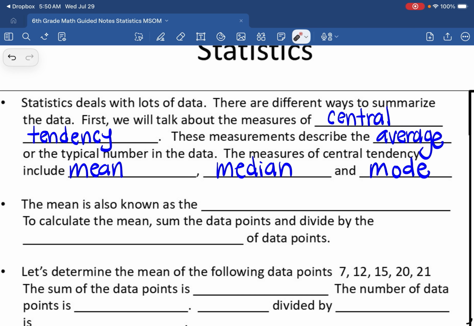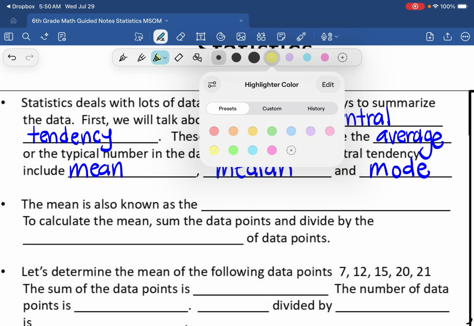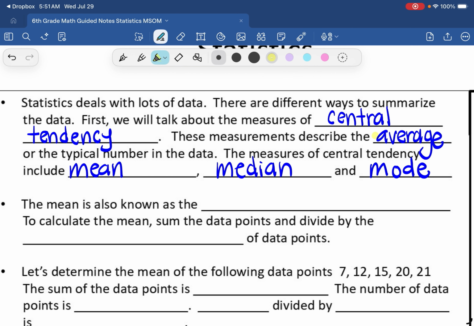Statistics deals with lots of data. There are different ways to summarize the data. First, we would talk about the measures of central tendency. These measurements describe the average or the typical number in the data. The measures of central tendency are the mean, median, and mode.